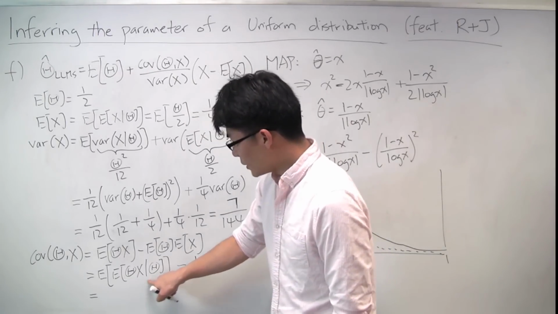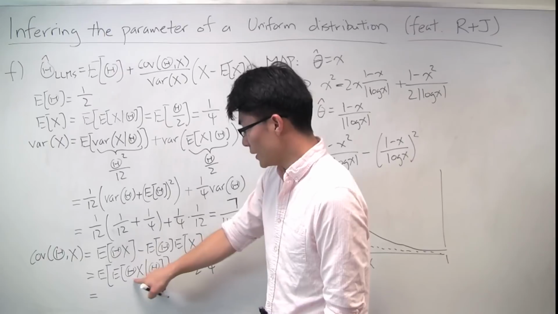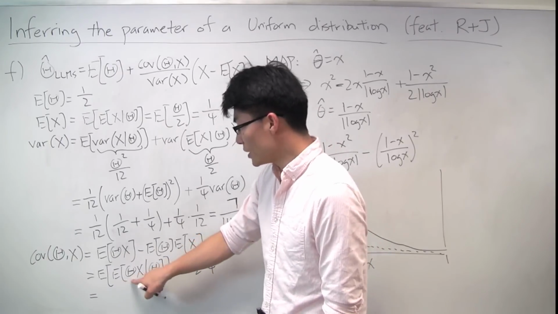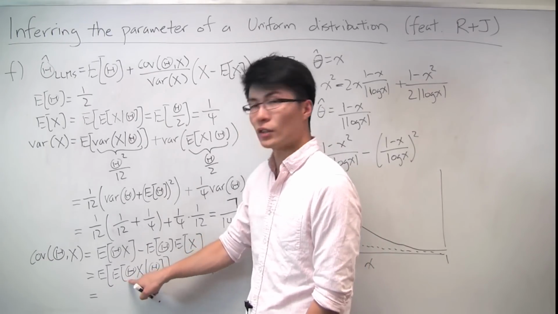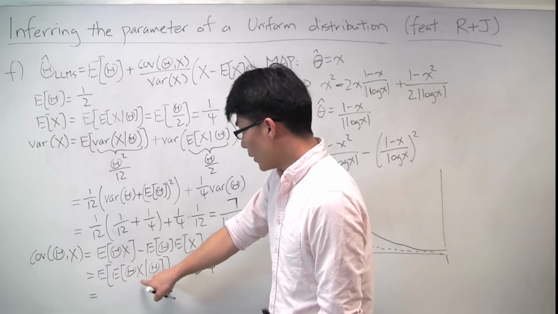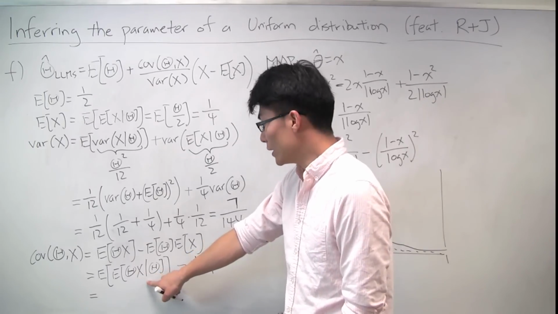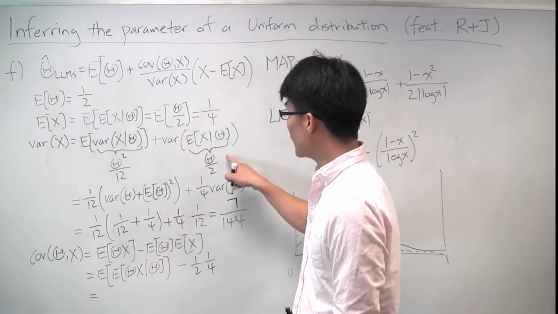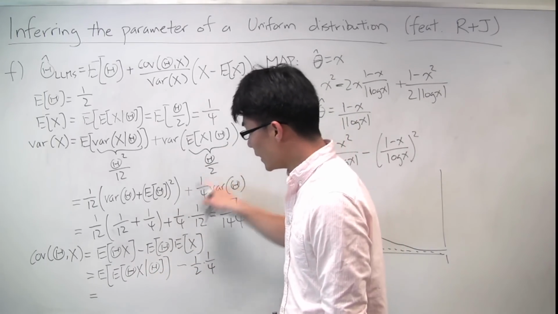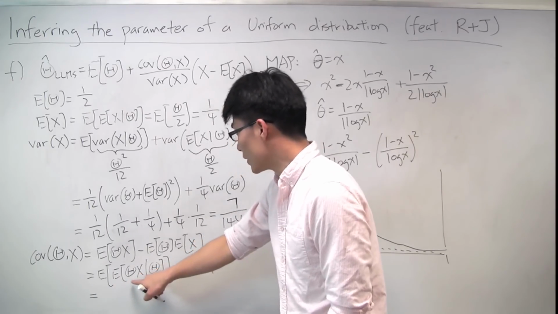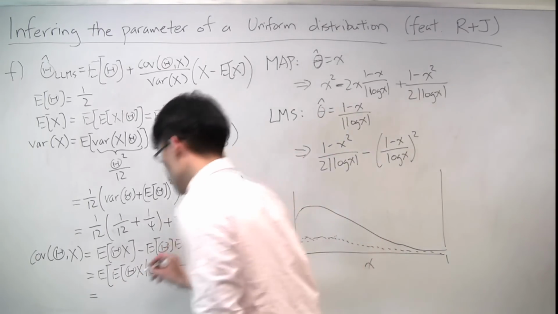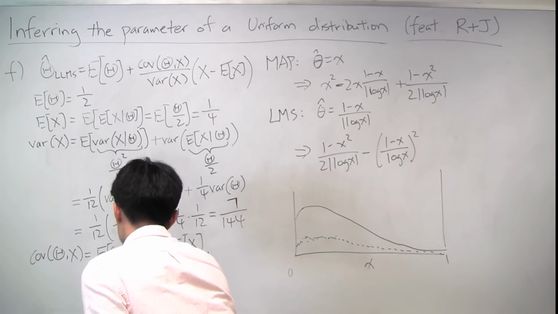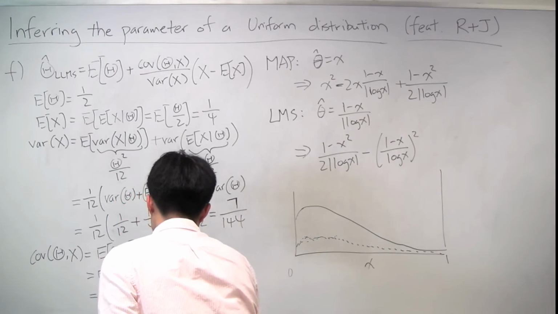Well, if you know what theta is, then the expectation of theta is just theta. You already know what it is, so you know for sure that the expectation is just equal to theta. And what is the expectation of x given theta? We already said it was theta over 2. So this entire expression is just going to be equal to theta times theta over 2, or expectation of theta squared over 2 minus 1/8.